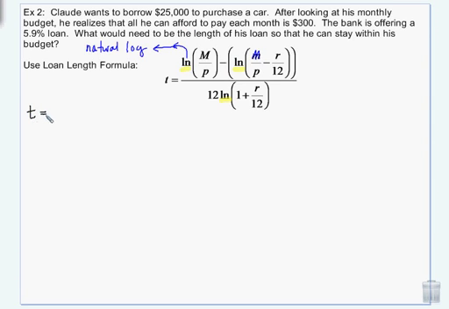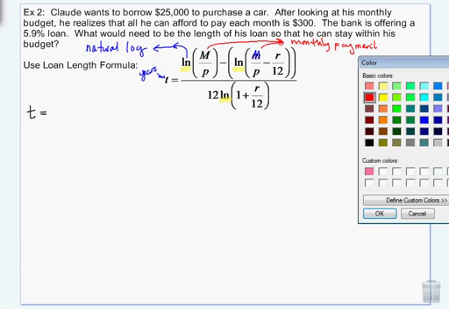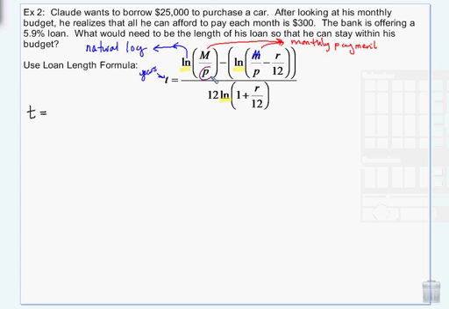So T is years. This is the length of the term in years. That's what we're solving for. M is the monthly payment. I typoed and put a lowercase m in there, but they're both the same M. P is the amount of the loan. And then R, of course, is the interest rate.